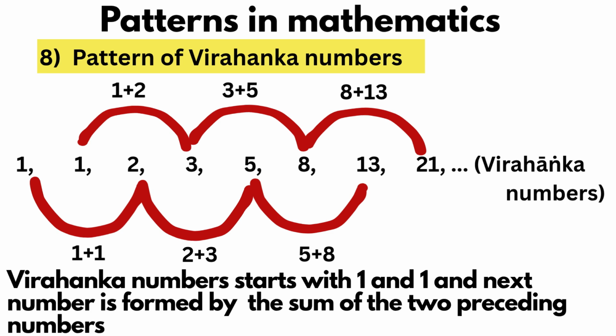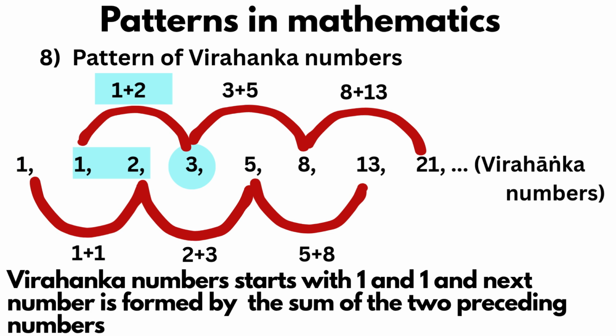Eighth pattern is the pattern of Virahanka numbers. Virahanka numbers start with 1, 1 and the next number is formed by the sum of the two preceding numbers. That is, after 1, 1 there is 2 which is formed by 1 plus 1. Next number 3 is formed by 1 plus 2. Then 5 is formed by 2 plus 3. Thus, Virahanka numbers contain 1, 1, 2, 3, 5, 8, 13, 21, etc.